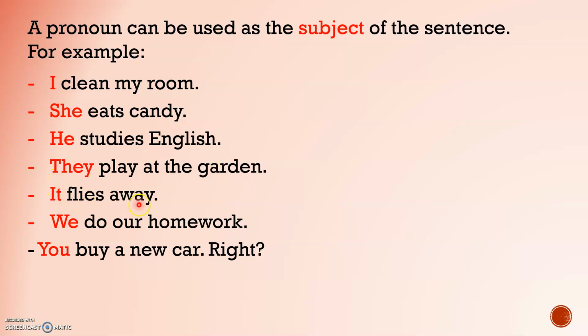It flies away. Who flies away? It flies away. So it is the subject of the sentence. We do our homework. We is the subject of the sentence. You buy a new car, right? You is the subject of the sentence.